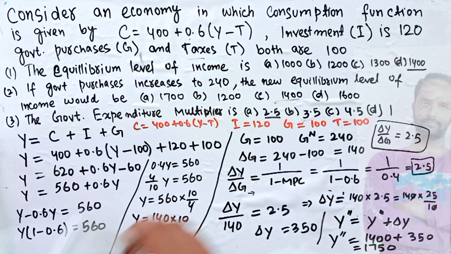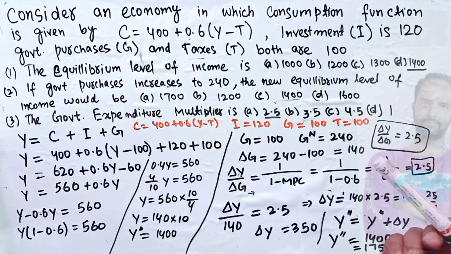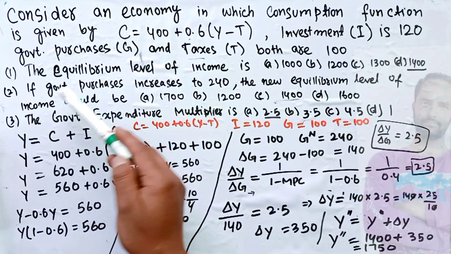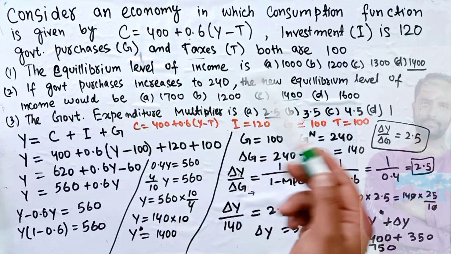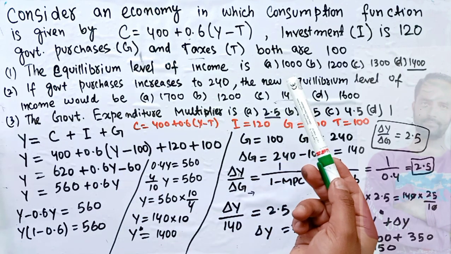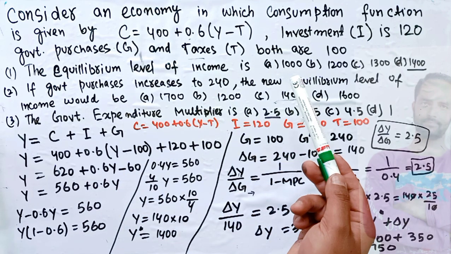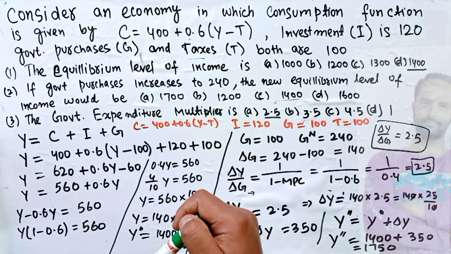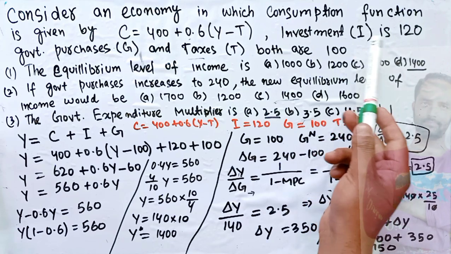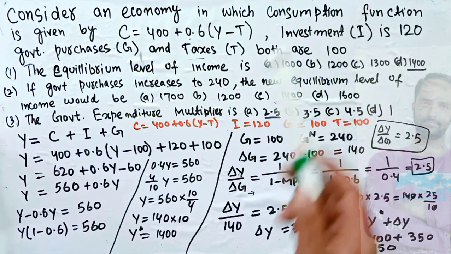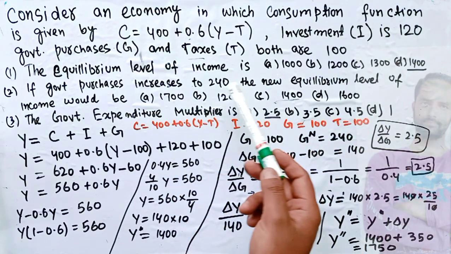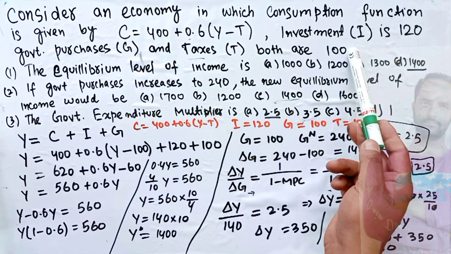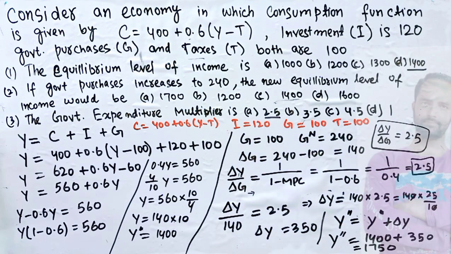Let me check it again here. We were told that government purchases increase, so government expenditure increases to 240. Initially our government expenditure was 100, so the change in government expenditure is 240 minus the initial, which is 140. So I have written here 140, 140 into 2.5.